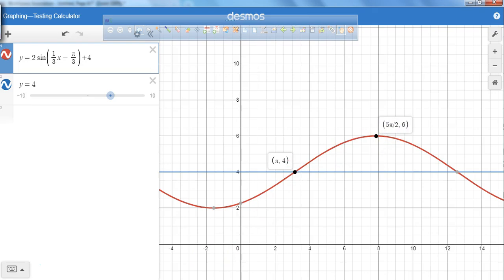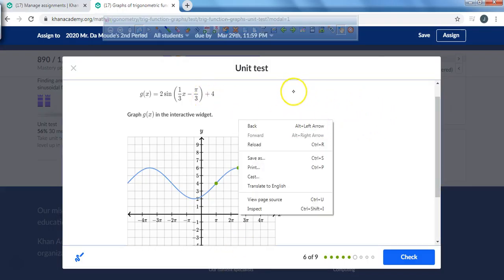Pi over 4. That's just Chewbacca in the background. My wife's getting a text.